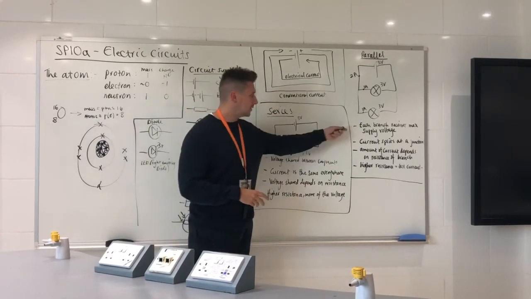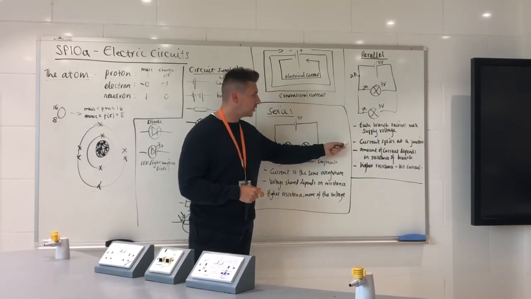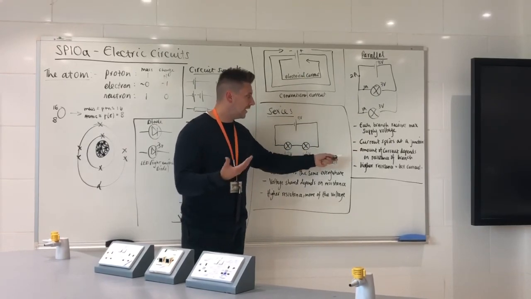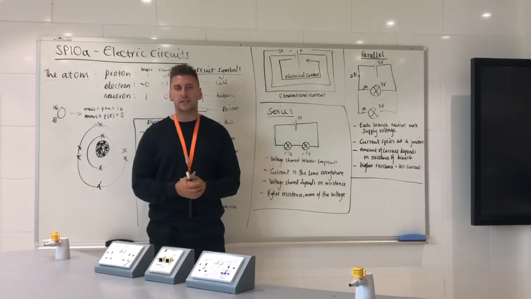Alright? So each branch receives maximum supply. Current splits at a junction, however, the amount of current depends on resistance, and the higher resistance receives a lower current.